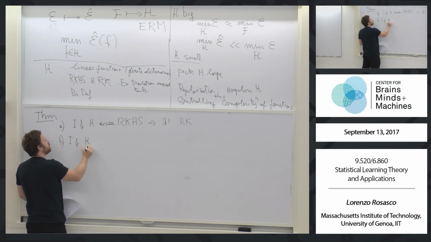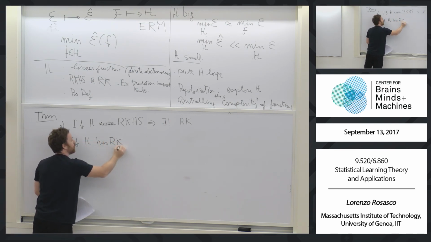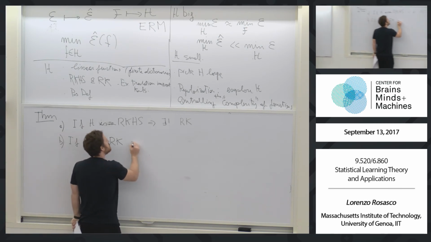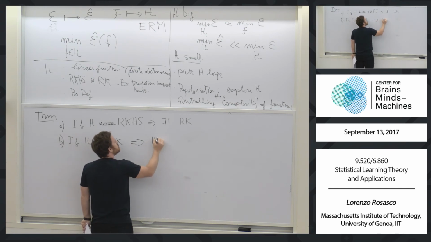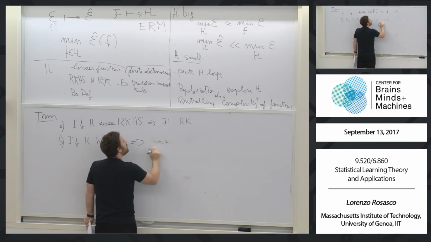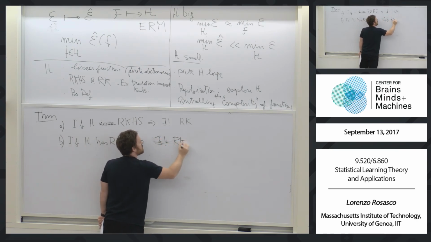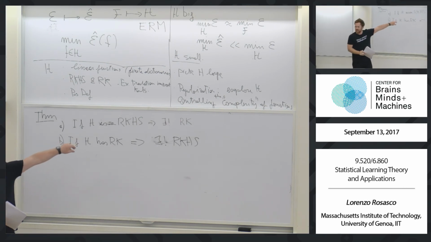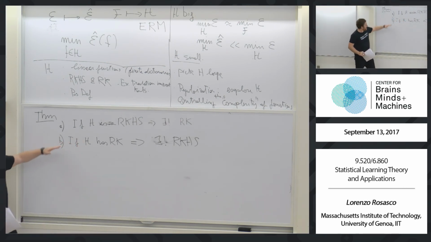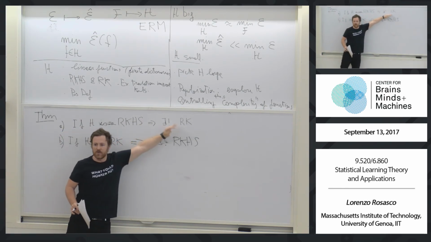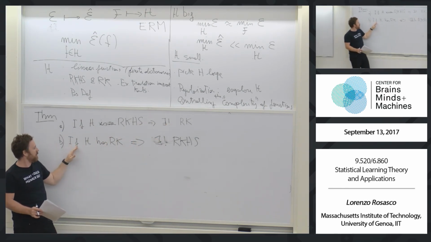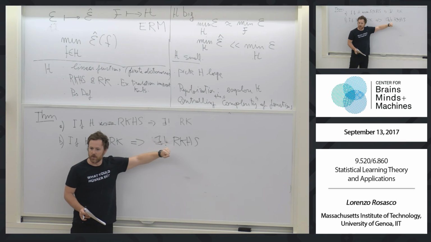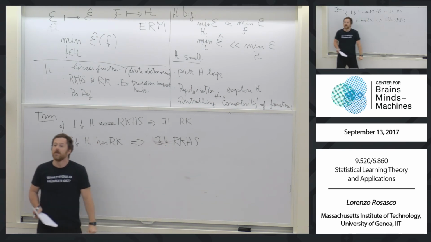If H has a reproducing kernel, if I give you a Hilbert space with one of those special functions, then there exists a unique reproducing kernel associated to the RKHS. Given a Hilbert space with a reproducing kernel, there is only one reproducing kernel Hilbert space associated to it. Yes.